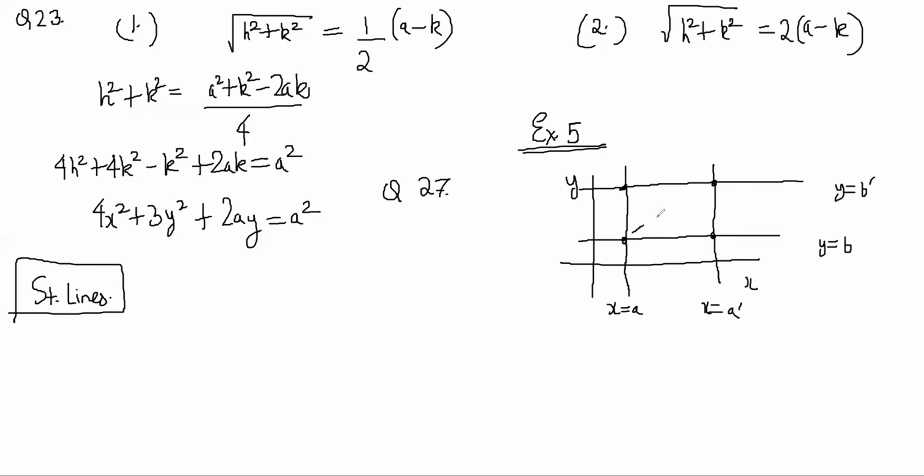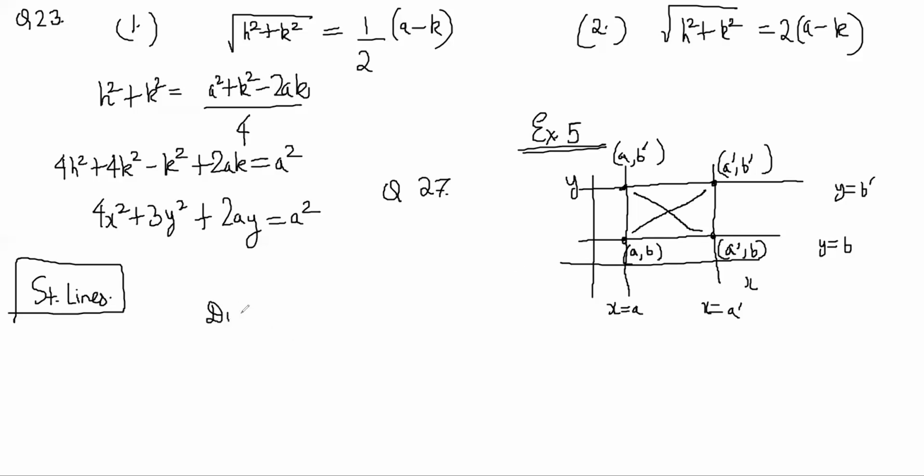You have to find the equation of the diagonals. So what is this point? This point is (a, b). And this is (a, b dash). And this is (a dash, b). And this is (a dash, b dash). All the points I have written. So then two points are known, no? You can draw a line between them, no?